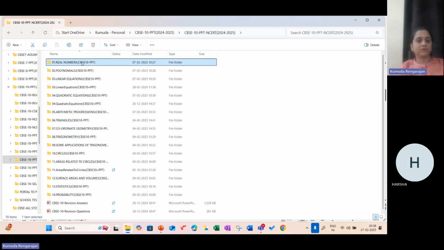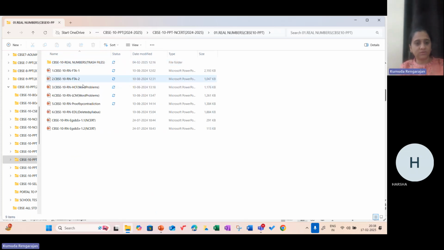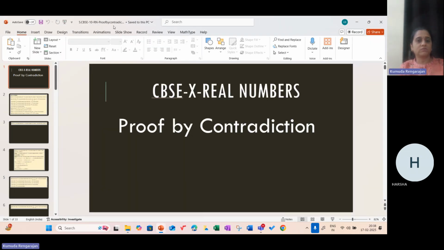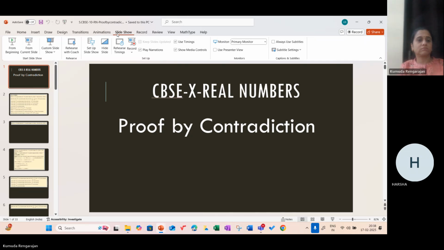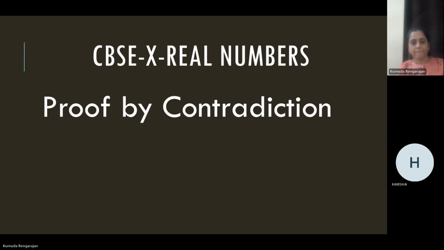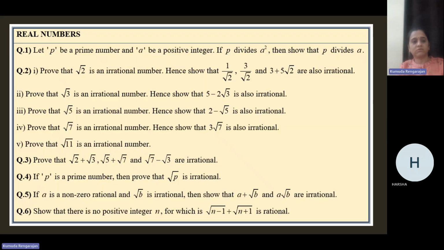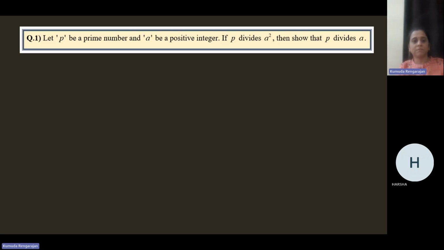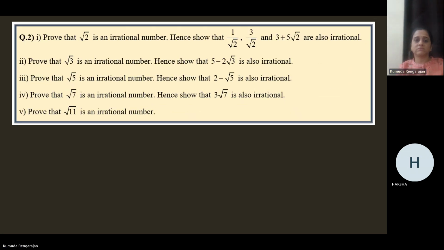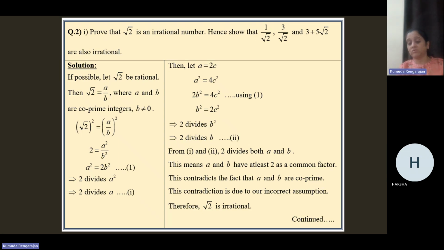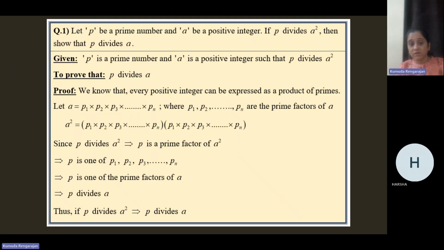And NCERT real numbers. For real numbers, I have so many files. So this slide shows all the questions we'll be seeing in this presentation. And this is to save time. I have spent all this time writing and making the presentations so that I can save your time in learning.